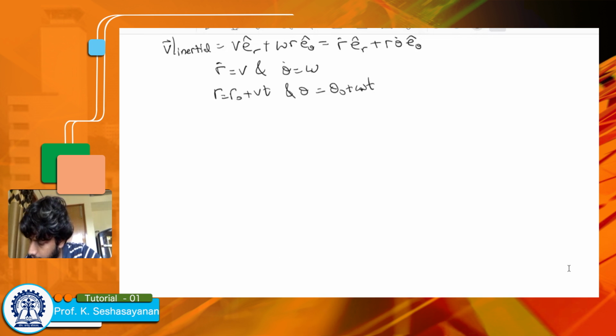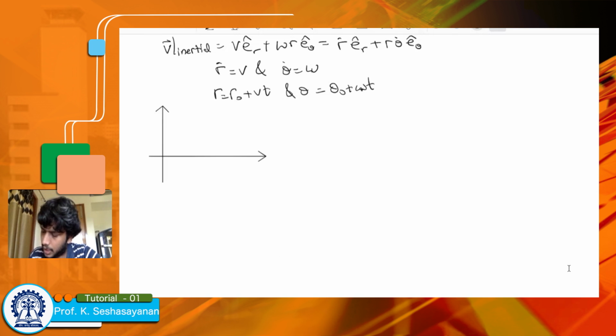So we can try to again draw the path taken by the ant in the inertial frame. R is linearly increasing with time, and theta is also linearly increasing, so it will be an outward spiral.